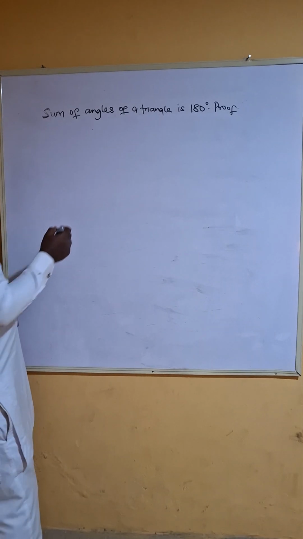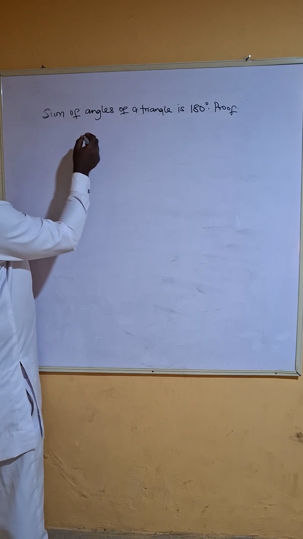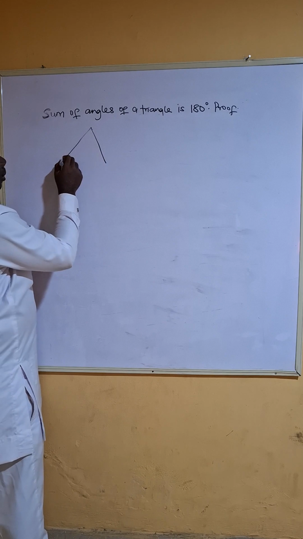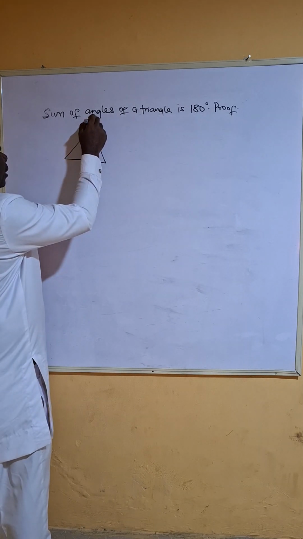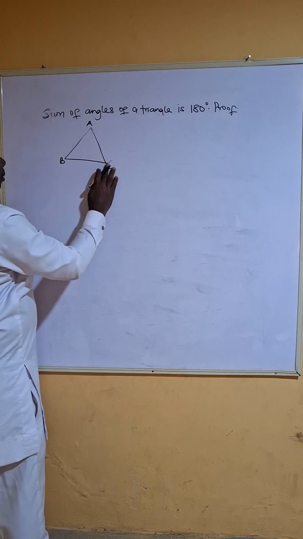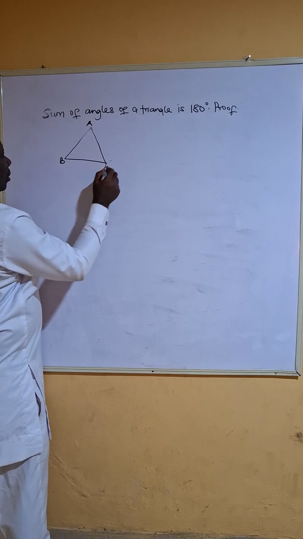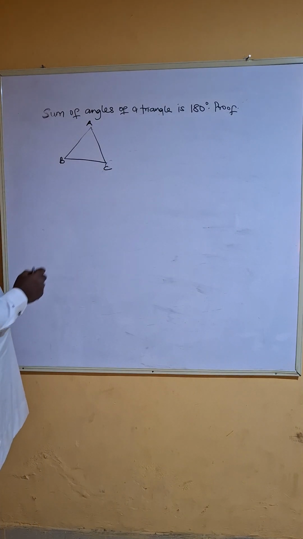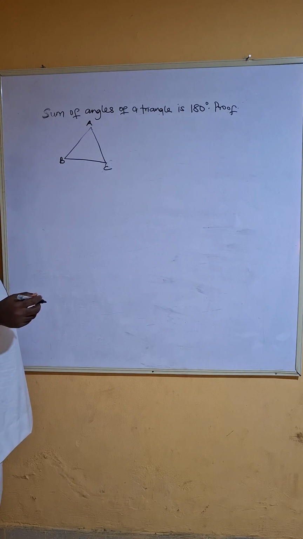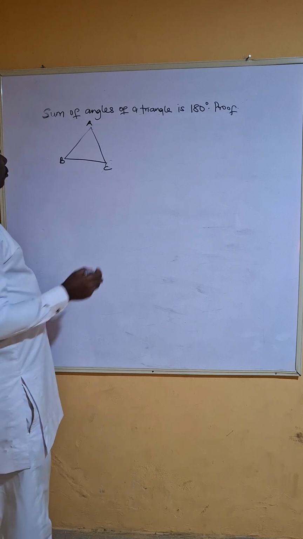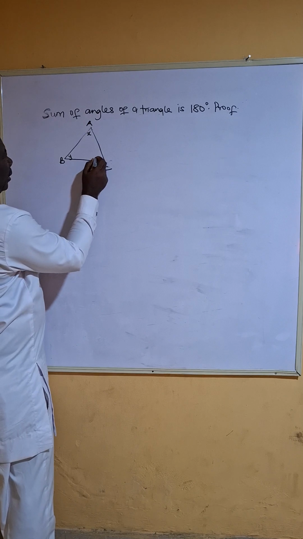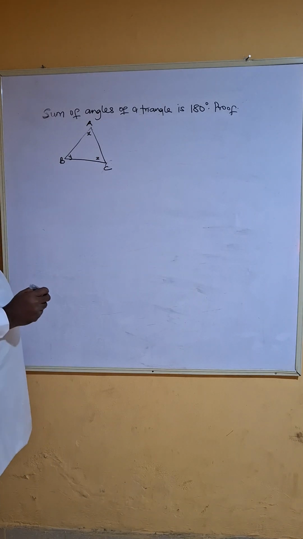Now, let's start. Let's assume that the triangle we want to prove is triangle A, B, and C. Now this triangle, let's use small letters to represent the angles. Let's call this one X, let's call this one Y, and let's call this one Z.